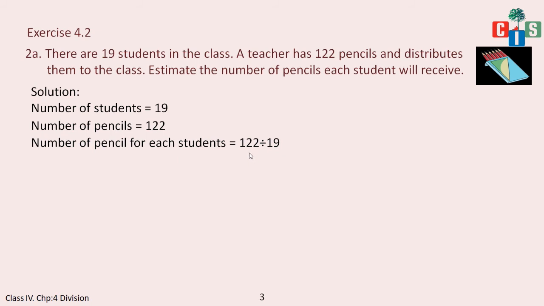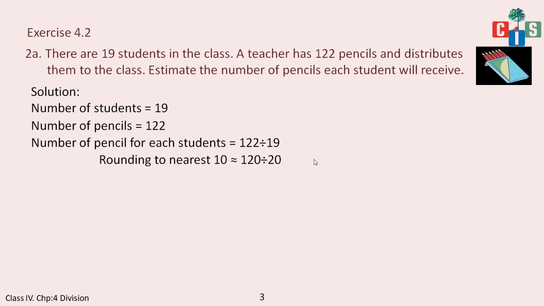Yes? Am I correct, students? Rounding off to the nearest 100? No. You have to round it off to the nearest 10. Why? Because the divisor is a 2-digit number. So how can you round it off to the nearest 100? Okay. So rounding off to the nearest 10, we have 120 divided by 20.